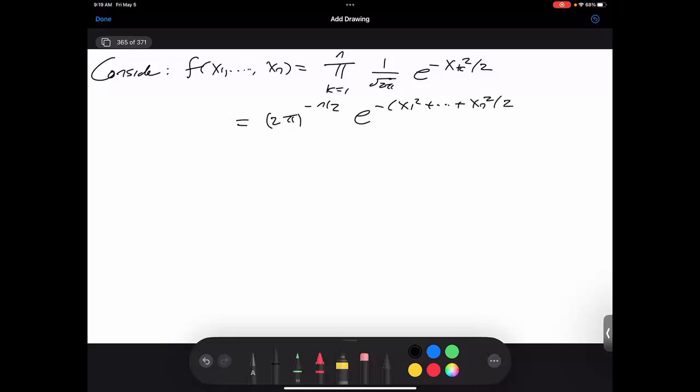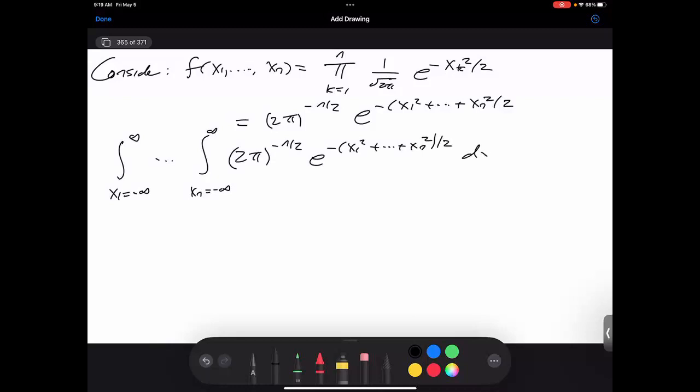So that's the function I want to integrate, and I want to integrate it over all of space. So I want to integrate x1 from -infinity to infinity, ... xn from -infinity to infinity, 2 pi to the negative n halves e to the negative x1 squared plus ... plus xn squared over 2, dxn ... dx1.